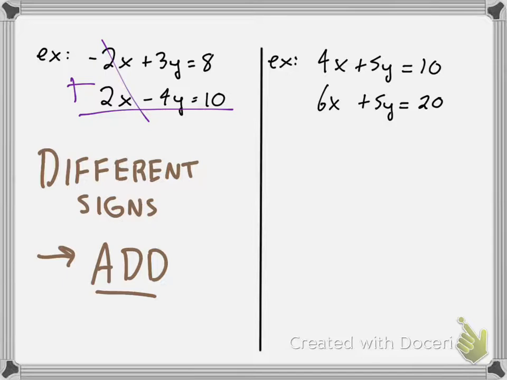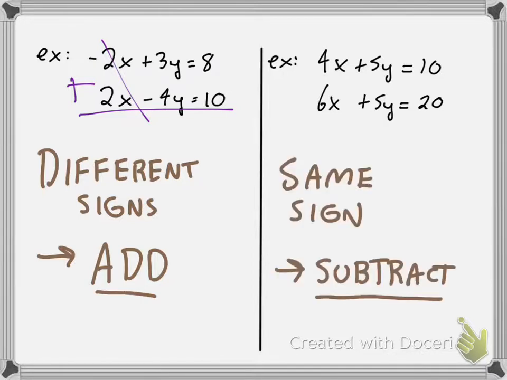On the other hand, if I have a situation like this, in this right-hand equation where I have a 5y and a 5y that match up, if I add them together, they won't cancel out. So in this situation, I need to subtract them. If I have the same sign, I need to subtract. Here we'll see if I subtract both equations, these will cancel out and I'll be good to go with a one variable equation from there.